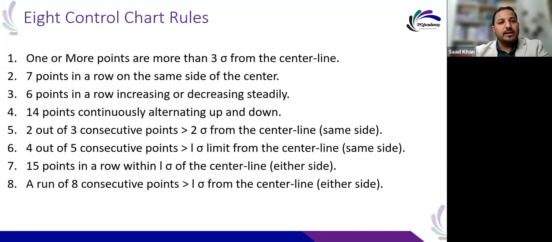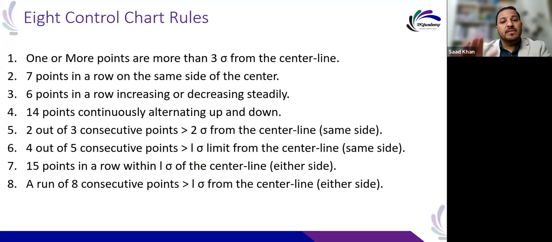So if 1 or more points are more than 3 sigma, again, for the aspirants, CIC aspirants or any other exam aspirants, these 8 points are very important and can be asked in the exam. They will give you any of these 8 rules, and they will question you whether this is a special cause, requires RCA, requires any kind of data-driven decisions or not.